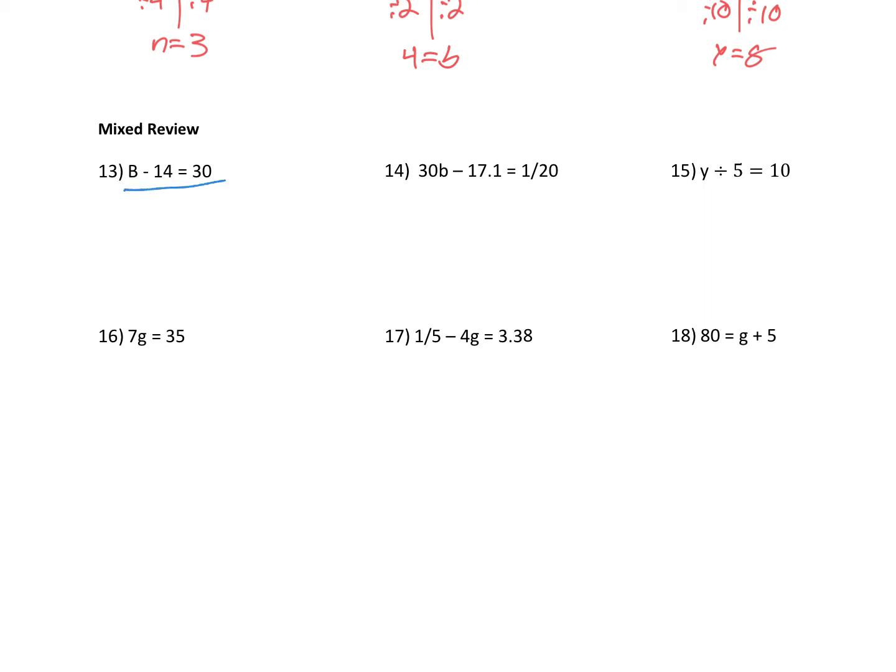B minus 14 is 30. I want to isolate the b, so I have to get rid of the minus 14. So let's add 14 to both sides. B equals 44. We can put the 44 in to check.